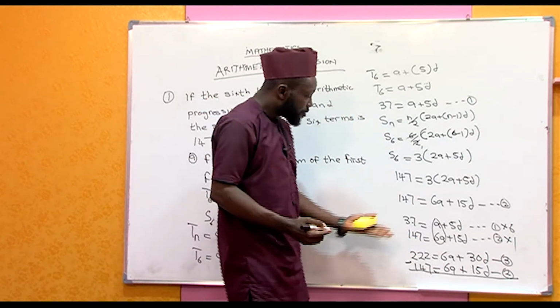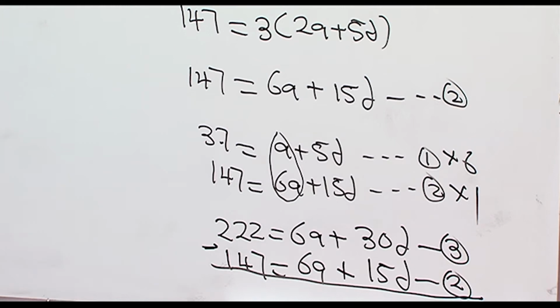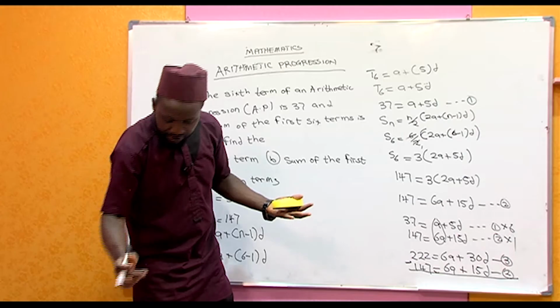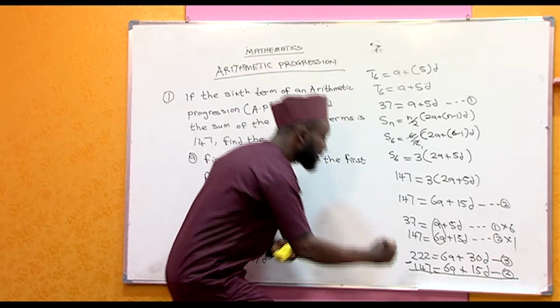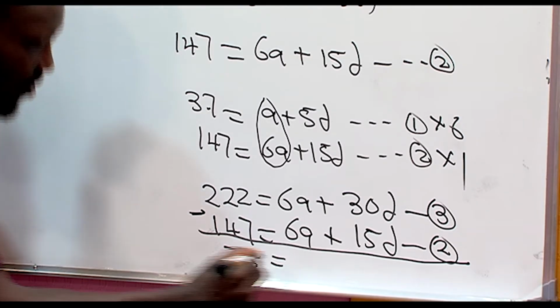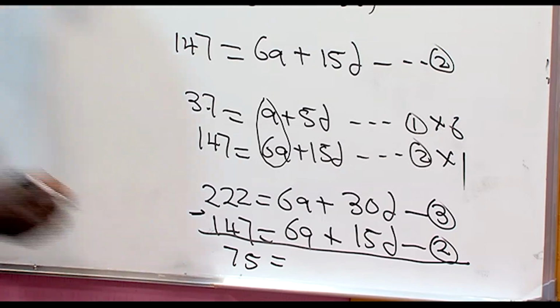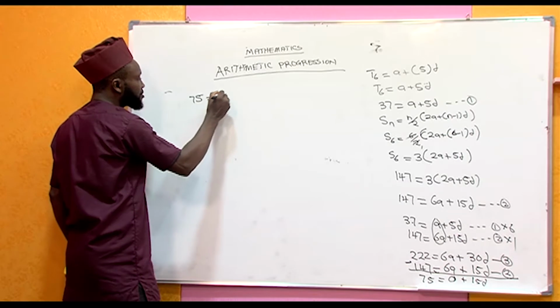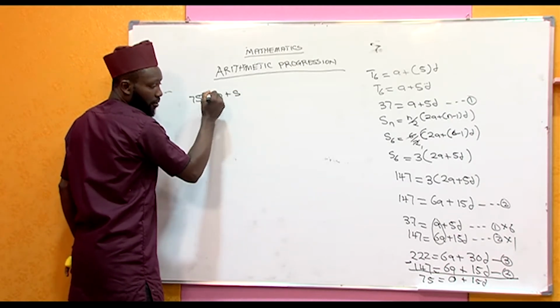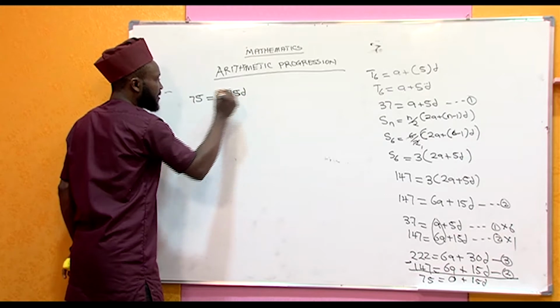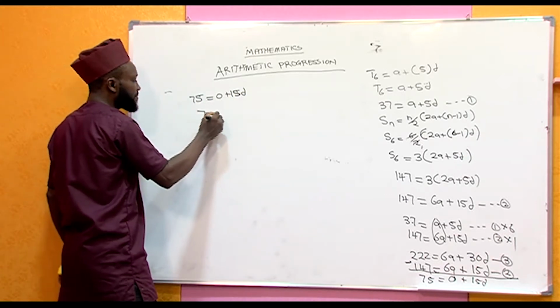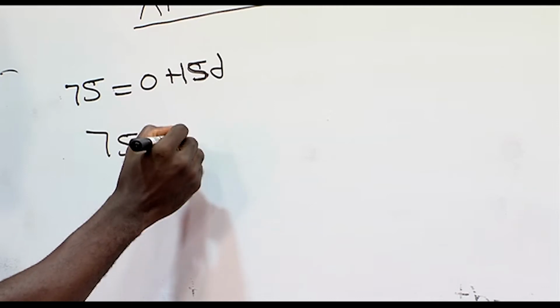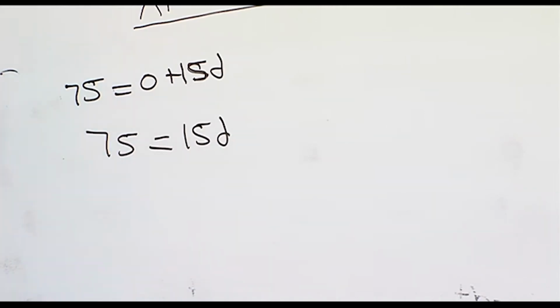At the end, 222 minus 147 is going to give me 75. Then that equals 6A minus 6A, which gives me 0, plus 30D minus 15D, which gives me 15D. So I will have 75 equals 0 plus 15D, which is still the same thing as 15D. So I will have 75 equals 15D.